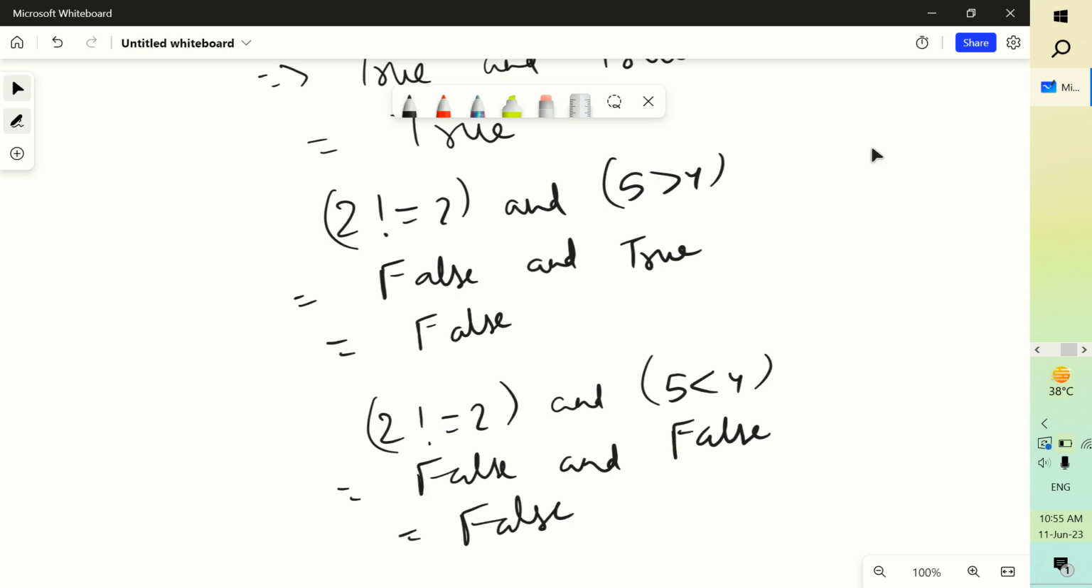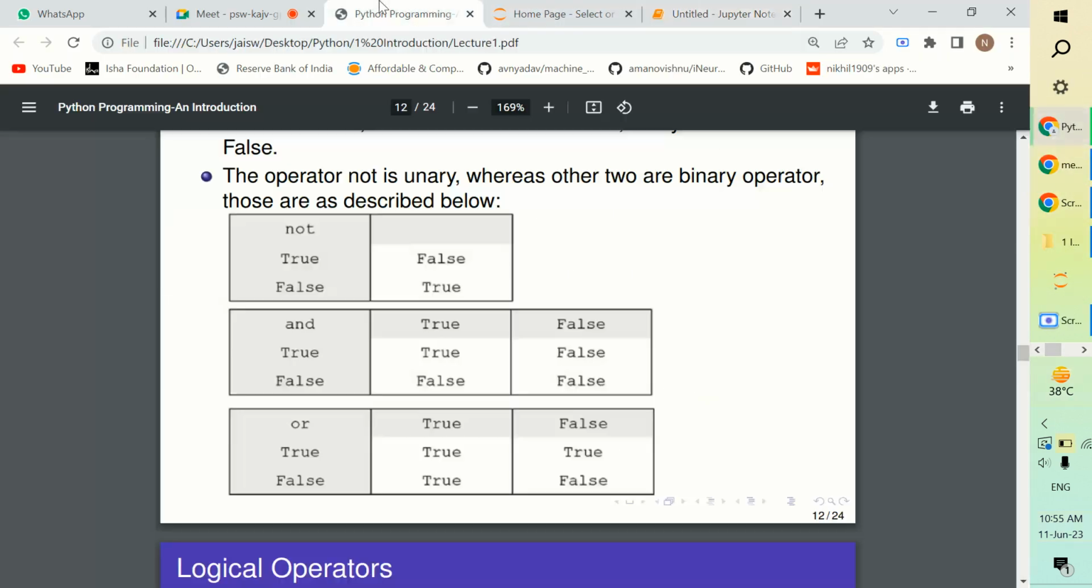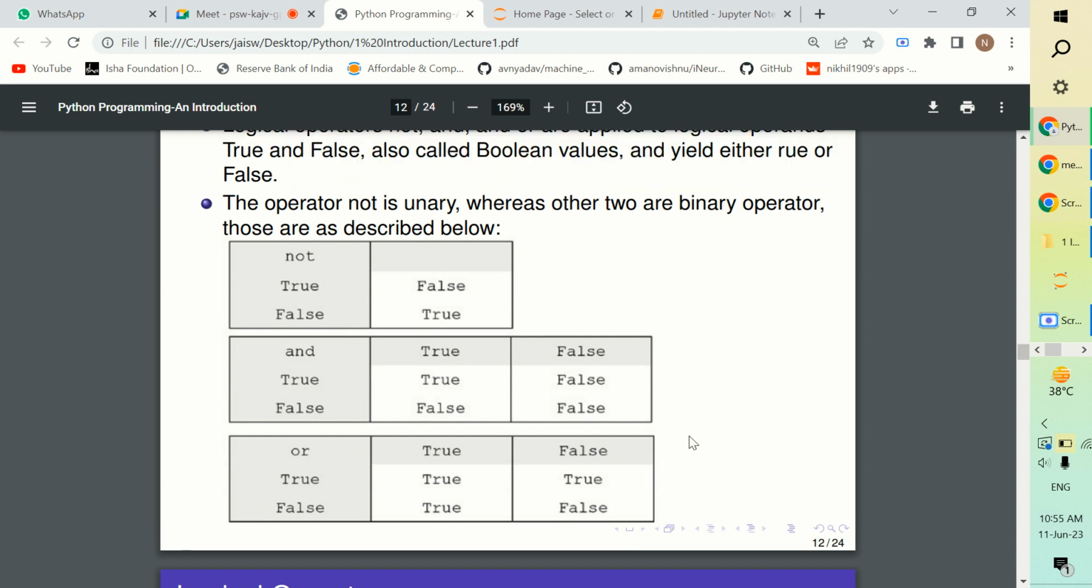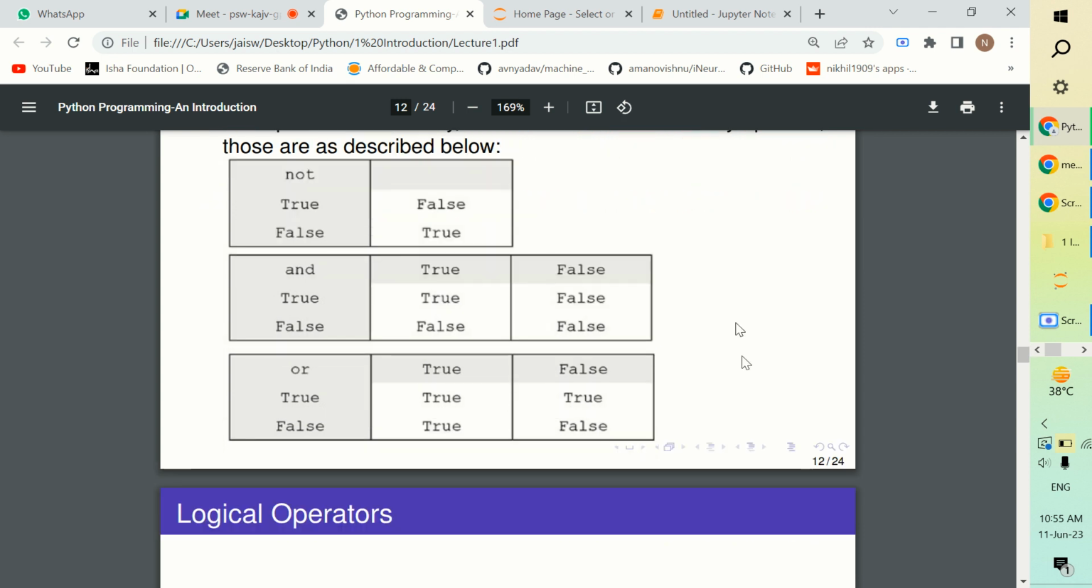Clear? Okay, so AND operator we can see here, when two true expressions are there it will give true, when one true one false is there it will give false, and when both false are there it will give false. Okay, AND operator is clear. And after, okay, if there is any doubt in AND operator, you can ask.